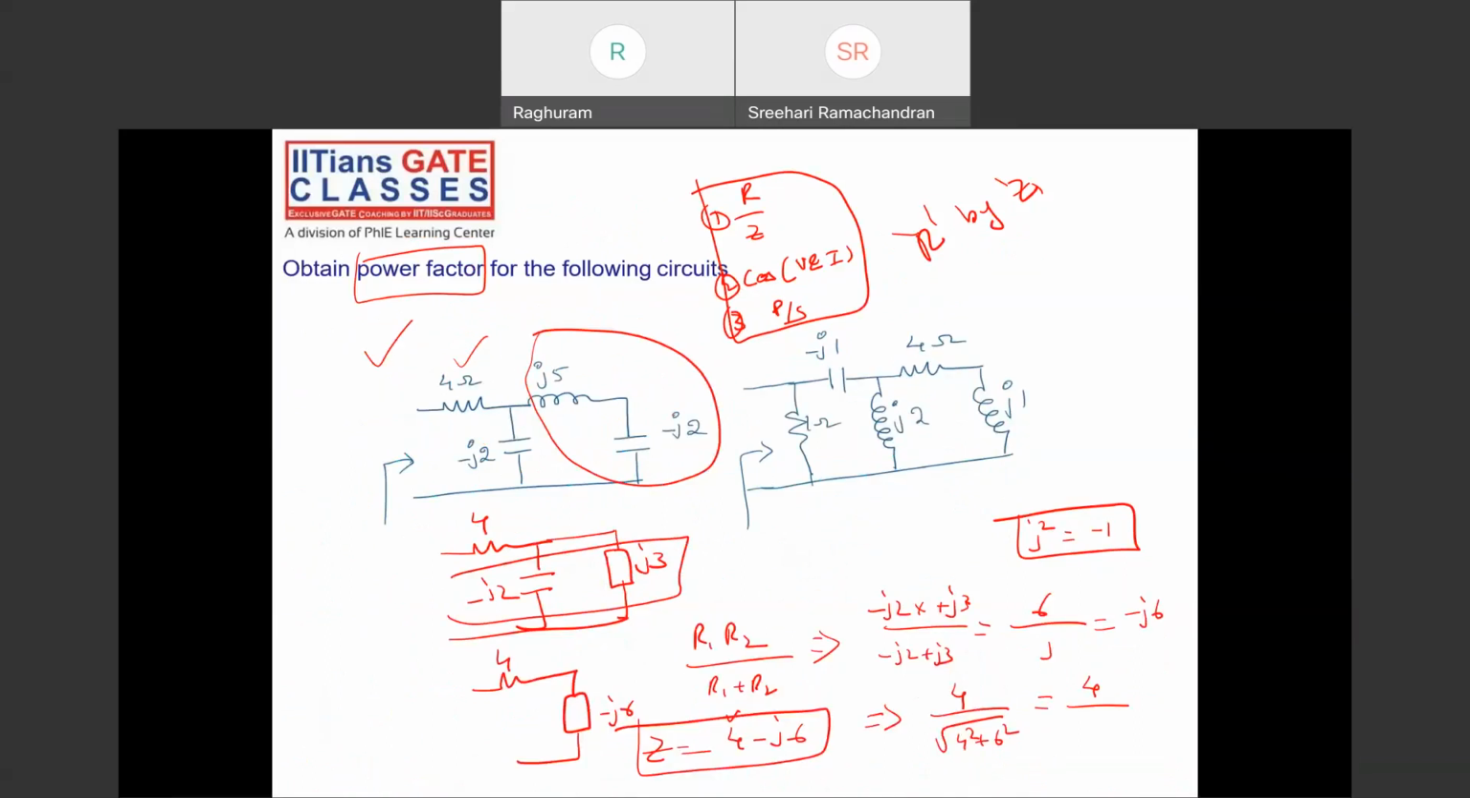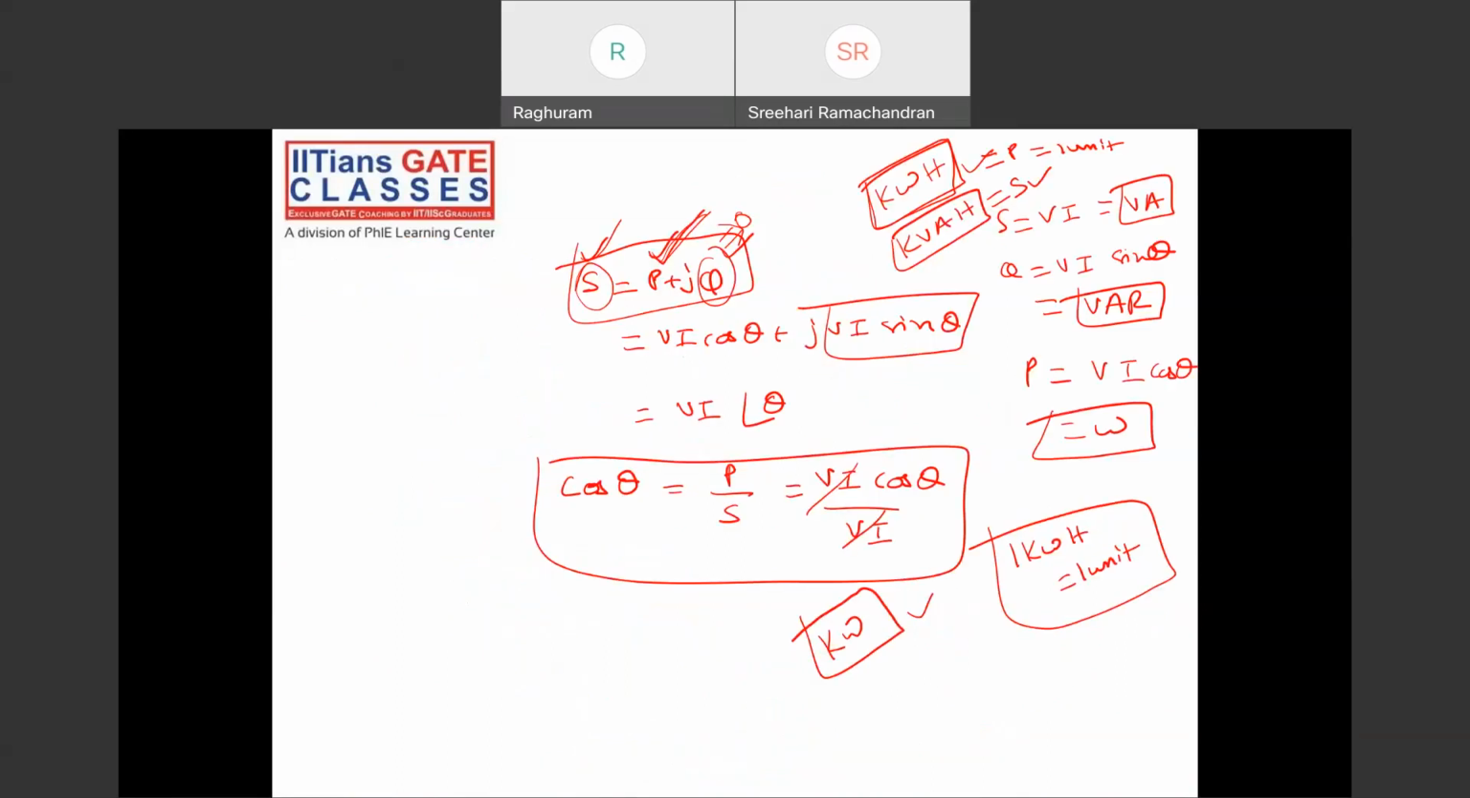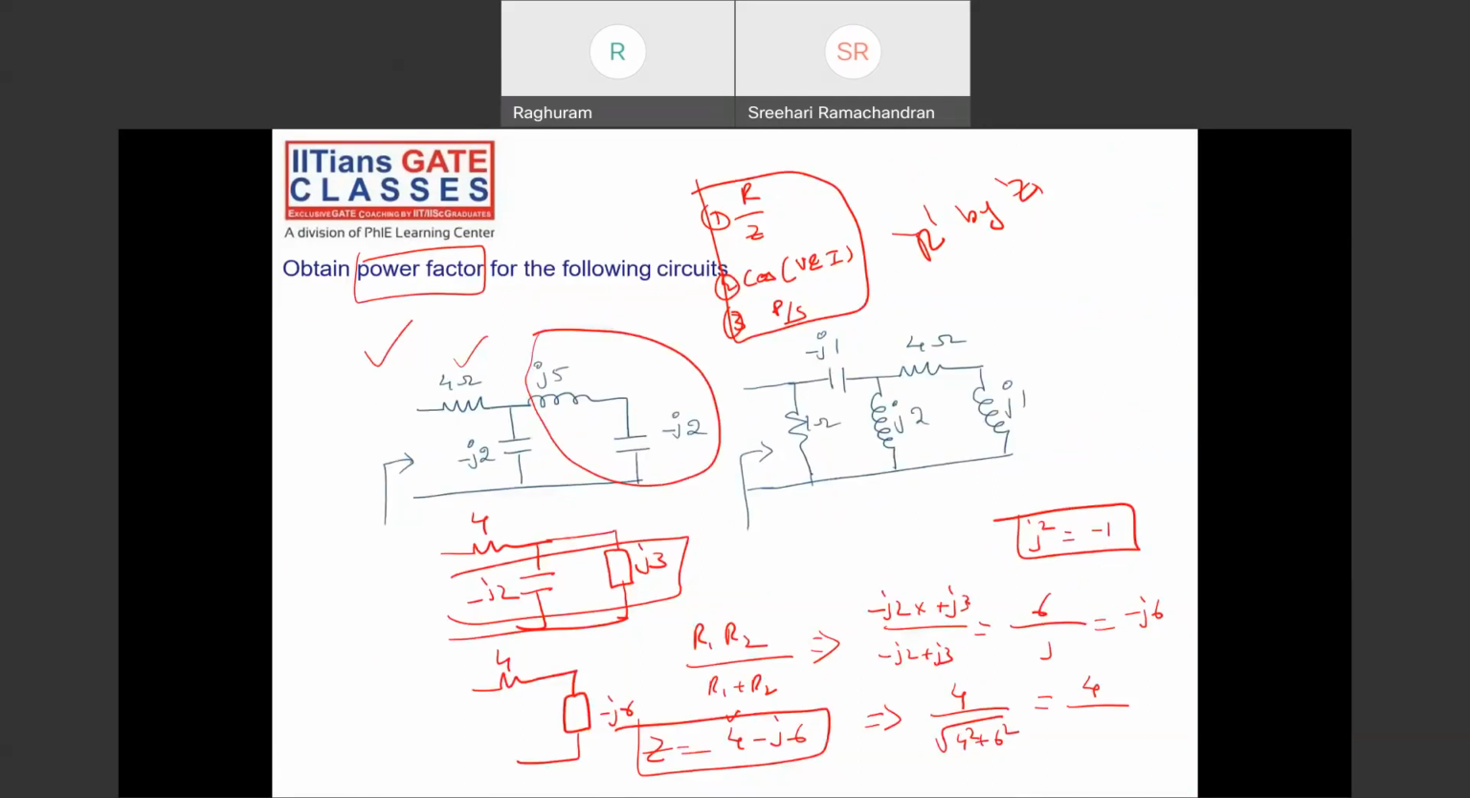I have one doubt in that previous circuit. J5 and minus J2. Actually, one is an inductor and one is a capacitor. So inductive reactance is L omega, and the other is 1 by J omega C. So we should use that or something. I didn't understand. Can you ask me to repeat the question?